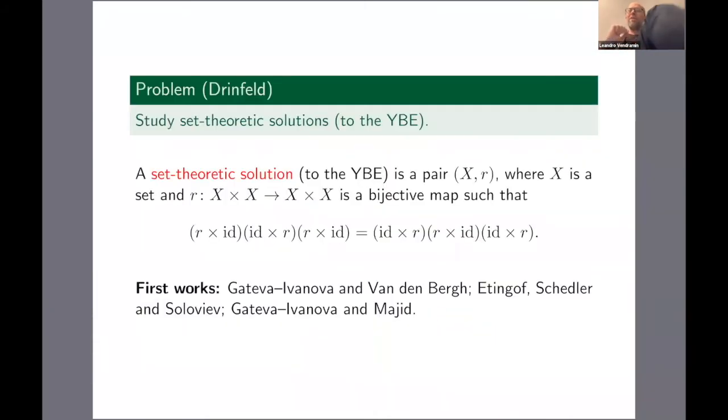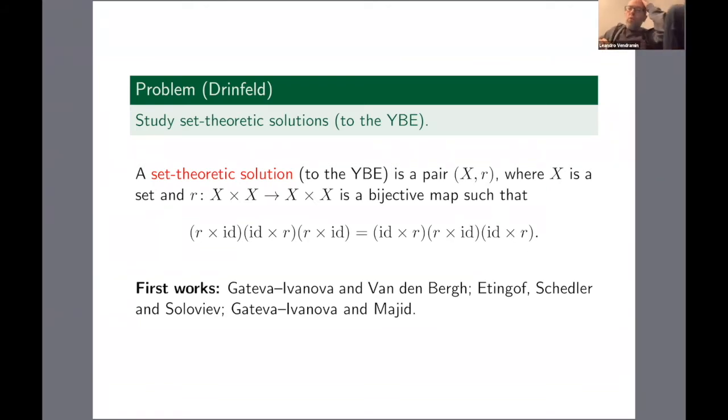Okay, yes, first. The problem I want to try to solve is to study set theoretic solutions to the Yang-Baxter equation. So what is that? Well, the problem was formulated by Drinfeld in the 90s. And the idea is to try to find pairs (X, r), where X is a set and r is a bijective map that satisfies the Yang-Baxter equation, which is this equation that we have here, okay?